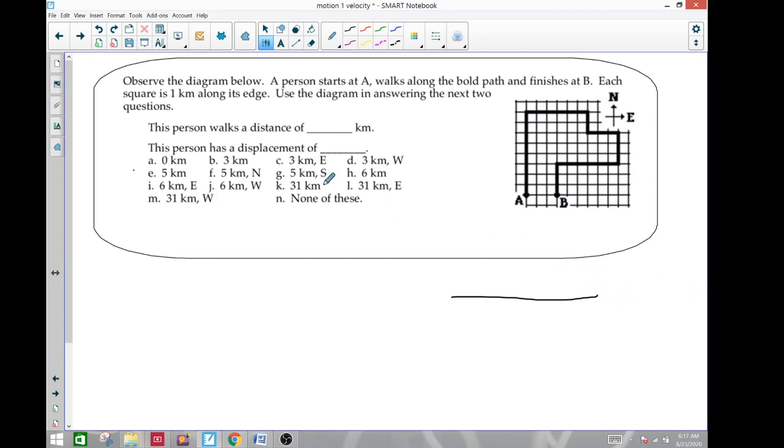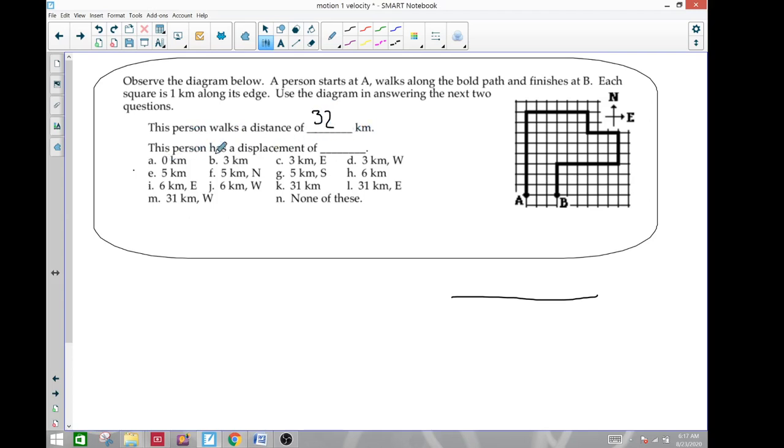So what distance does the person walk? Each square is 1 kilometer, so we have to count them out. 1, 2, 3, 4, 5, 6, 7, 8, 9, 10, 11, 12, 13, 14, 15, 16, 18, 19, 20, 21, 22, 23, 24, 25, 26, 27, 28, 29, 30, 31, 32. The person walks a distance of 32 kilometers.